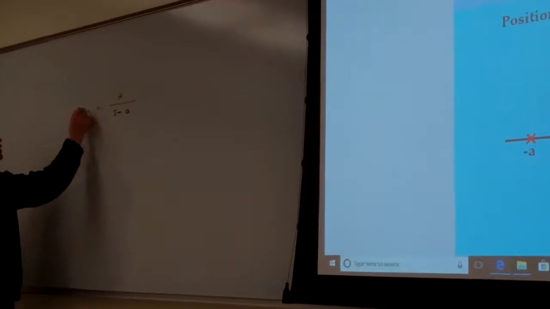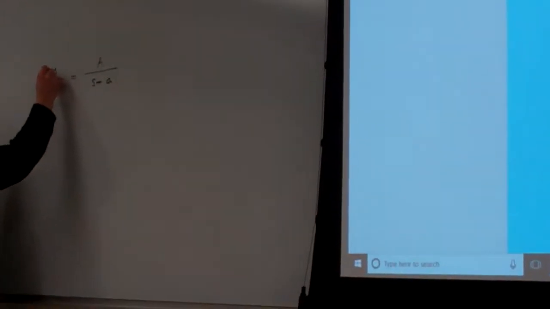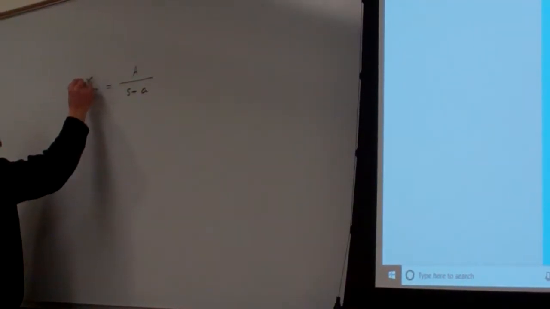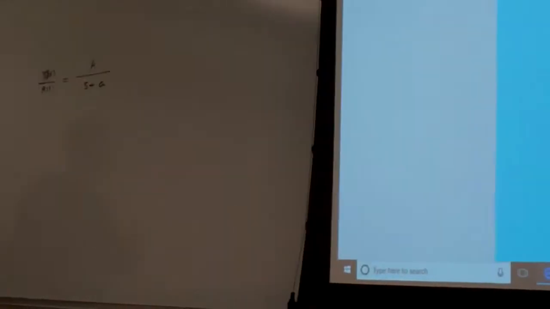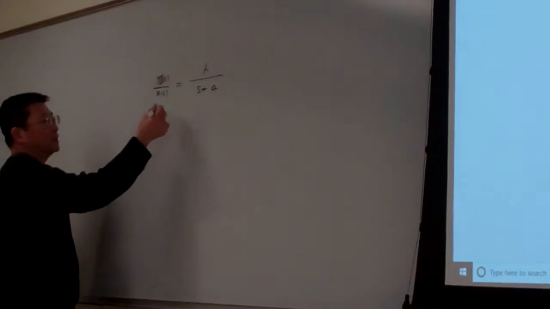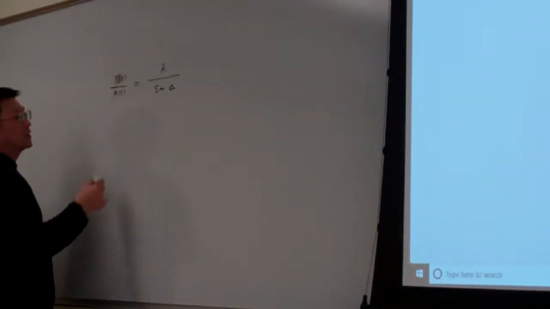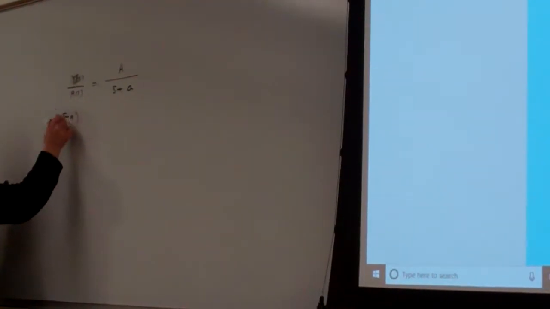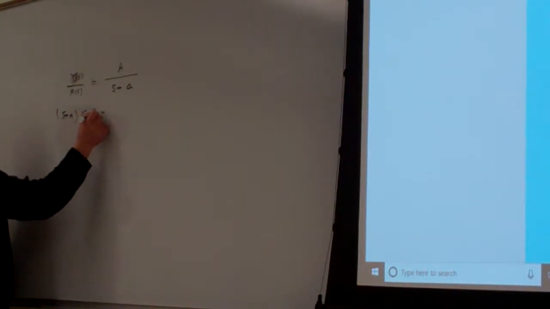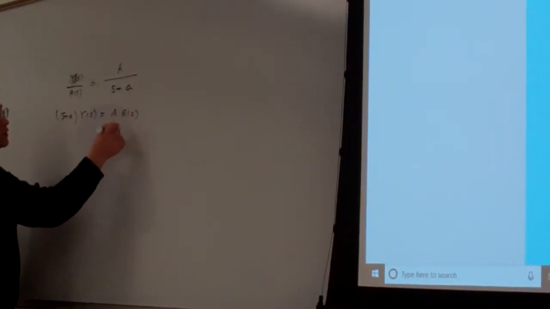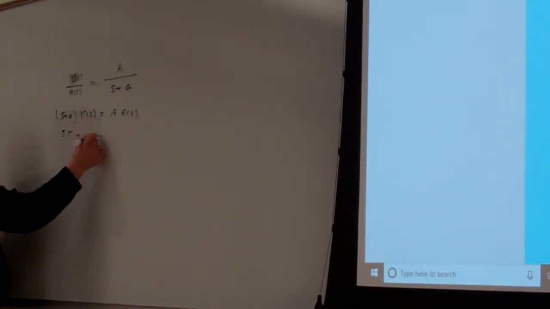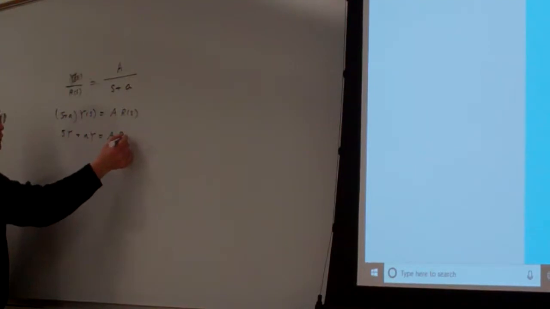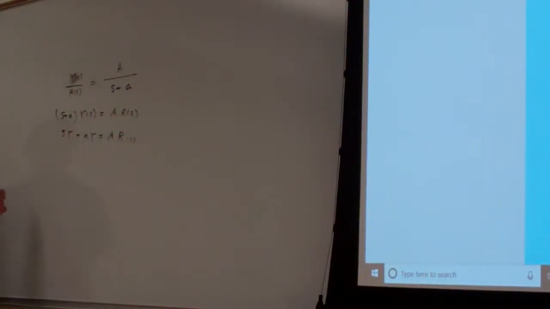For example, this is the output, and let me call the output y, and the input, which is r. Let me show you why this is a first order system. Simply I multiply, so s plus a times y equals a times r. So s times y plus a y equals a times r. Here I drop the function of s. Then I take the inverse Laplace transform.